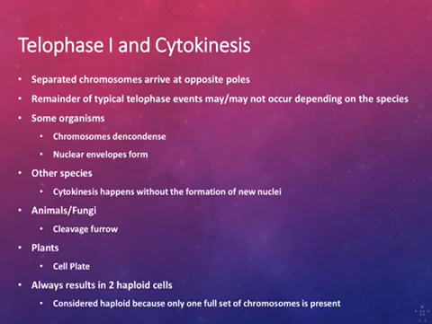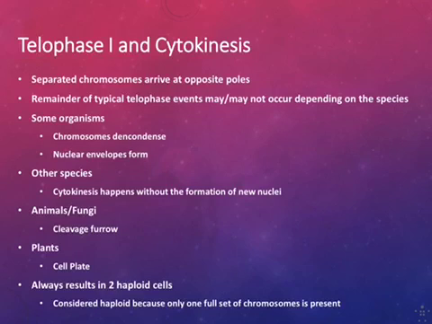Telophase 1 and cytokinesis: the separated chromosomes will arrive at opposite poles. The remainder of typical telophase events may or may not occur depending on the species. In some organisms, the chromosomes will decondense and nuclear envelopes will form. In other species, cytokinesis will happen without the formation of new nuclei. In animals and most fungi, you'll get a cleavage furrow. Plants will have a cell plate show up. This always will result in 2 haploid daughter cells.